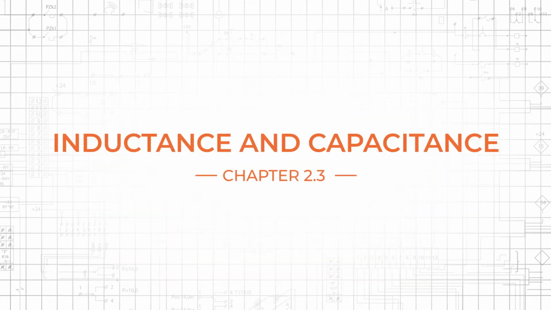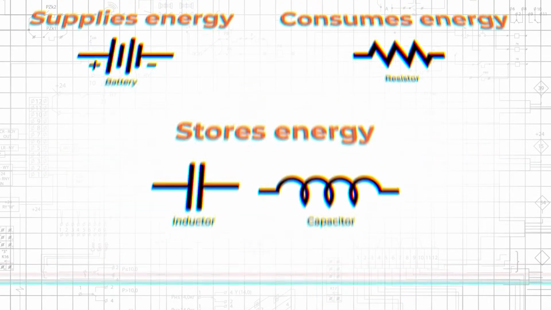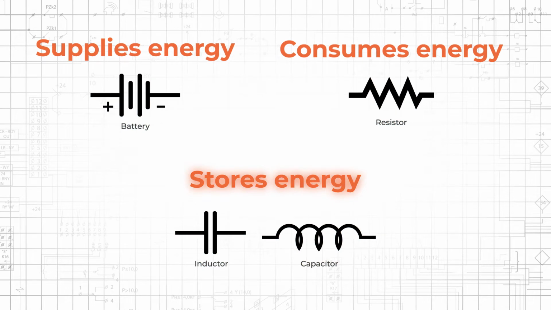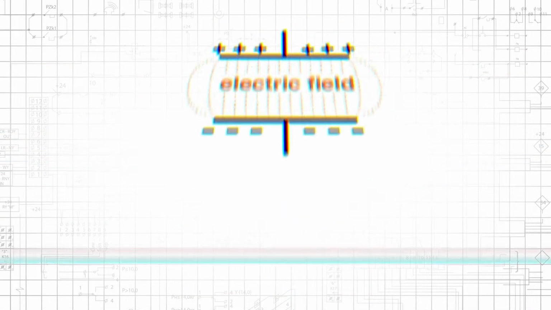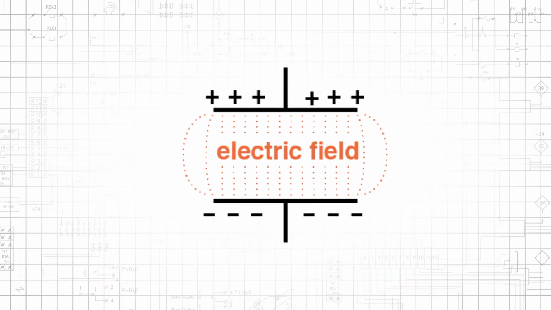A circuit is not simply divided into sources that supply energy and components that consume energy. The capacitor and the inductor naturally store energy. These components can function as temporary energy sources, and they are widely used in power networks, voltage regulator circuits, and filters. Capacitance exists wherever conductive material is separated by insulating material.